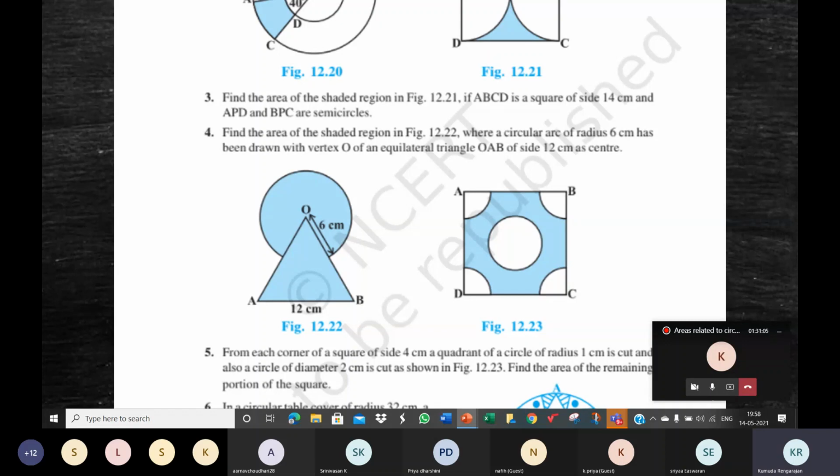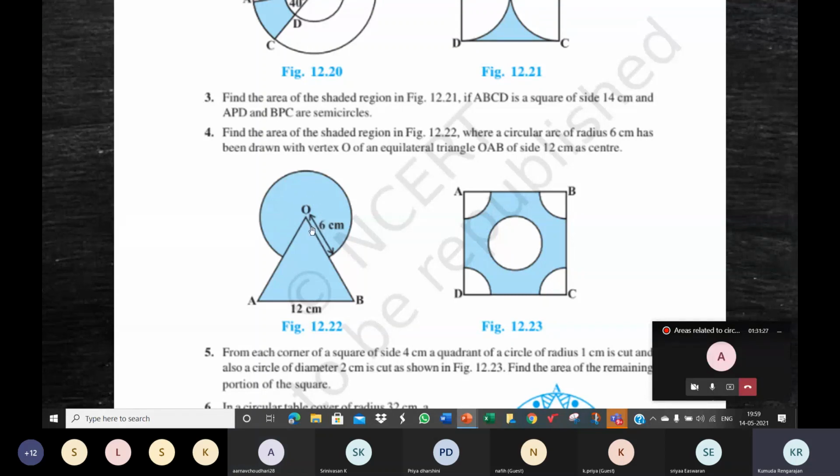Yes. What is the major sector angle? 60 degrees? 200 degrees? How much? 300 degrees. What is the major sector angle? 300. Very good. Yes, 300 degrees.